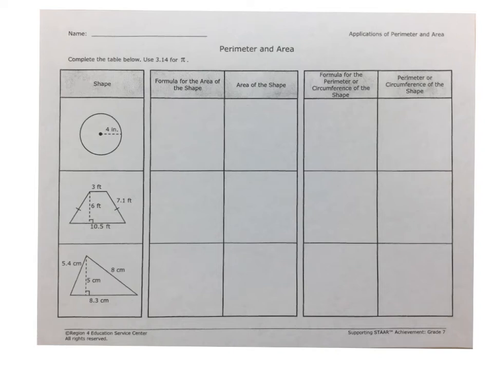Recently, we have been studying the perimeter and area of different two-dimensional figures. We discussed circles, quadrilaterals, and triangles. In this lesson, we're going to talk about finding the area of a different kind of object.